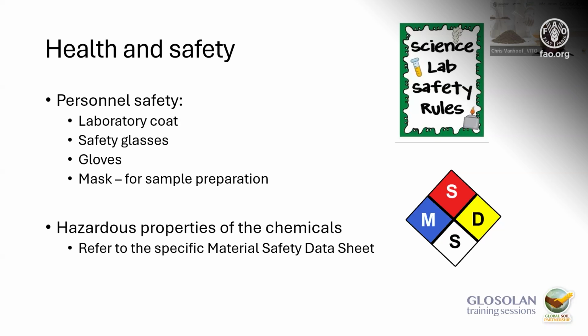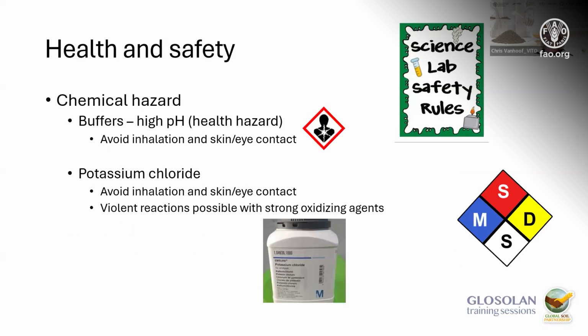For the chemicals we use, we always verify the hazardous properties, and that is, we check the specific material safety data sheets. Of course, for pH measurement, these are limited. Even so, if you look at the chemical hazards, especially for the buffers at the high pH, you have to avoid inhalation and skin and eye contact. Also for the potassium chloride, it is described that you have to avoid inhalation and skin and eye contact, and that it can also cause violent reactions with strong oxidizing agents. Those are the things you have to consider to do a proper measurement and to work under healthy and safe conditions.